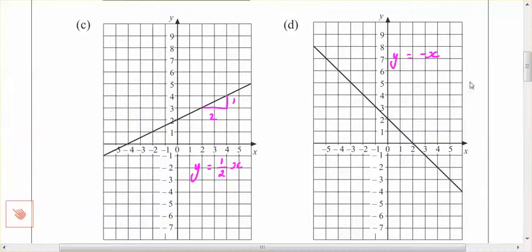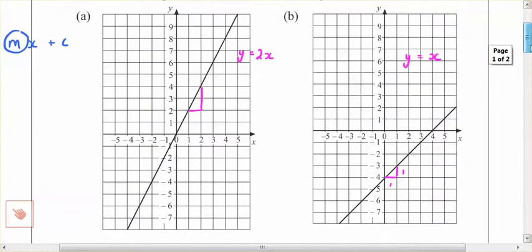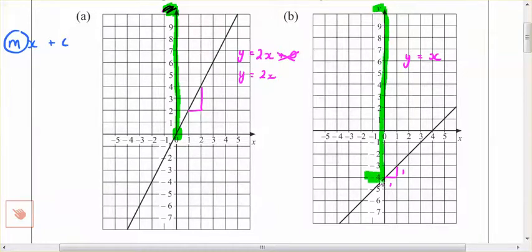So if we then go back to A, for instance, the y-intercept up here, we go down the y-intercept and we find that it crosses at 0. So actually, do we write plus 0? No, we just leave it as y equals 2x. Okay. So same with the others. We have the y-intercept with this one is minus 4. So we've got x minus 4.